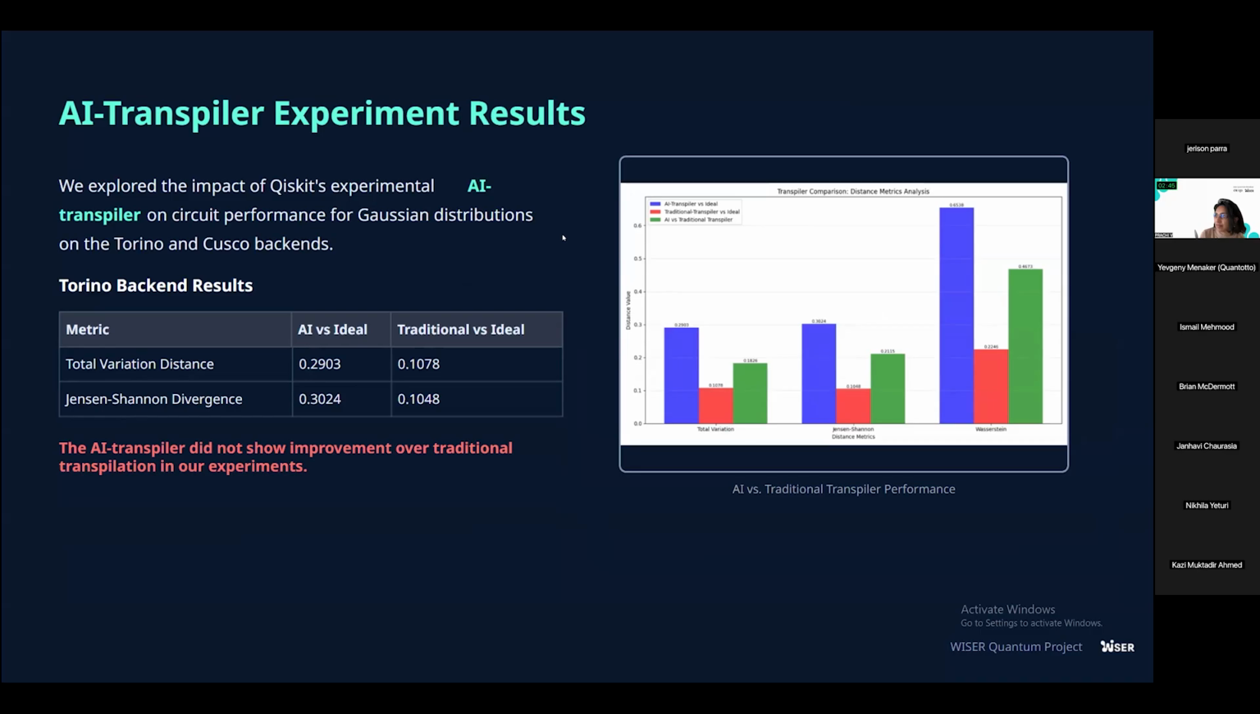We also tested our circuits on IBM's new experimental AI transpiler, but unfortunately, we didn't have an IBM subscription, so we couldn't access the AI transpiler fully, and also the AI transpiler is not really mature enough, so we couldn't use it. So the test results are not really accurate to the ideal. We used the Qiskit transpiler with optimization level 3 to mitigate the noise.